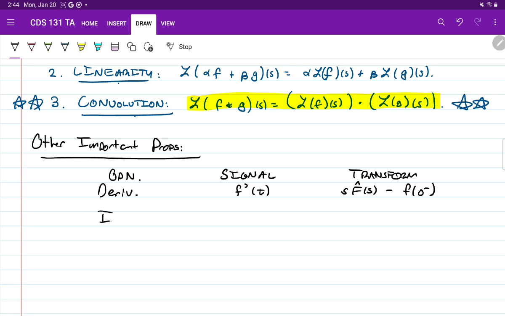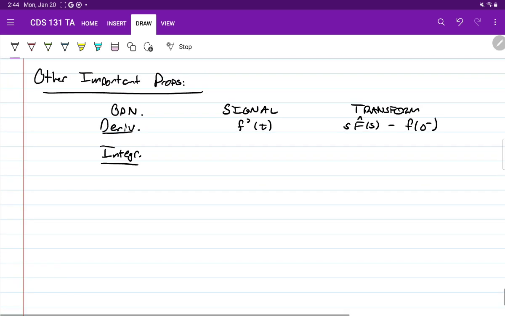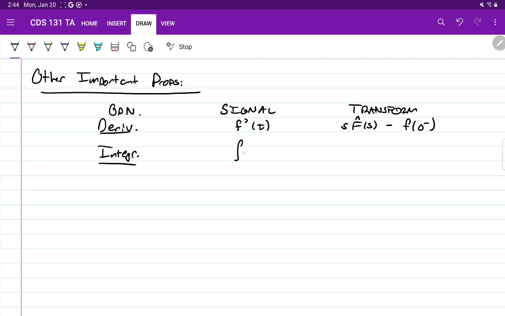Now what we also have is something about integration, okay? So if now the signal that we're interested in is the integral of f of tau d tau, right? Starting at 0 and going up until time t, then the transform of this is actually equal to 1 over s times f hat of s. Okay, so if differentiation involves a multiplication by s, it makes sense that integration involves division by s, right? Because these two things are kind of opposites to each other.